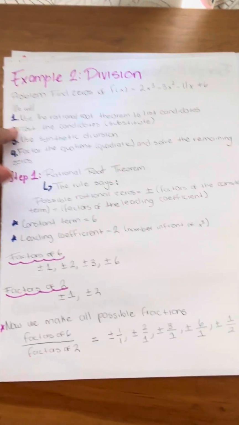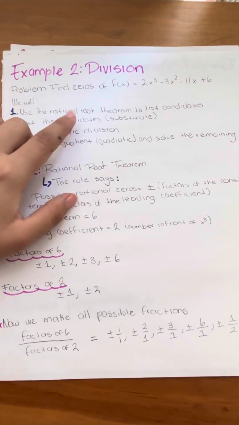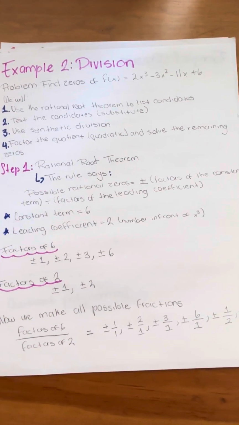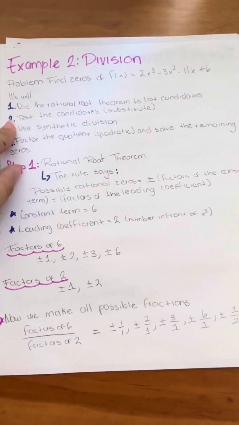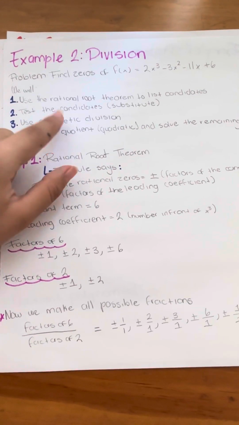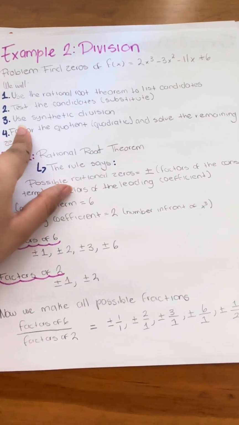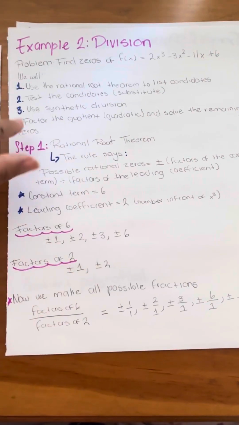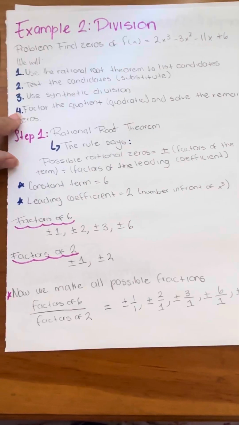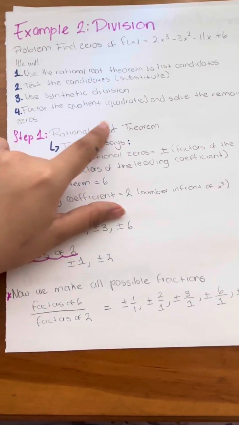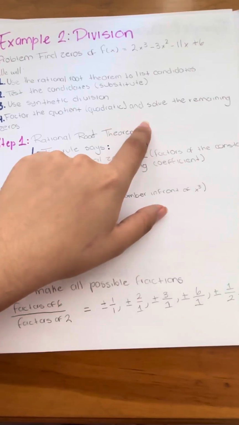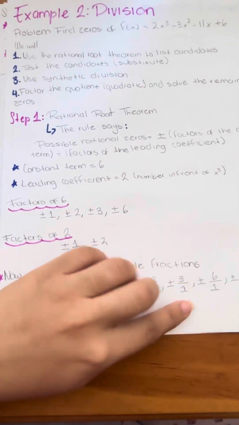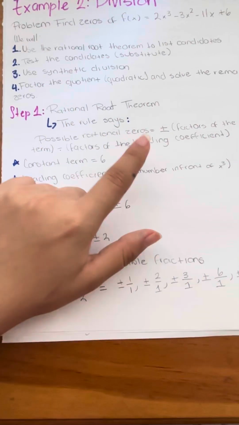So for step number 1, we're gonna use the rational root theorem to list the candidates, or like the numbers that we're gonna use. For the second part, we're gonna test the candidates and substitute them. For the third part, we're gonna use synthetic division. And for the final part, we're gonna factor the quotient and solve the remaining zeros. So for step 1, we're gonna use the rational root theorem.